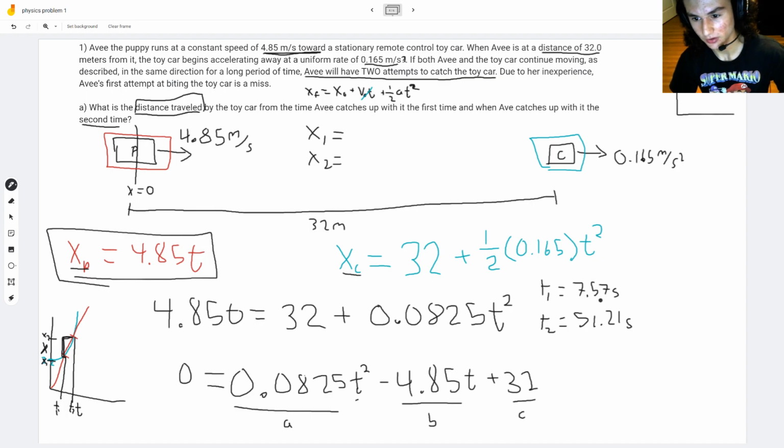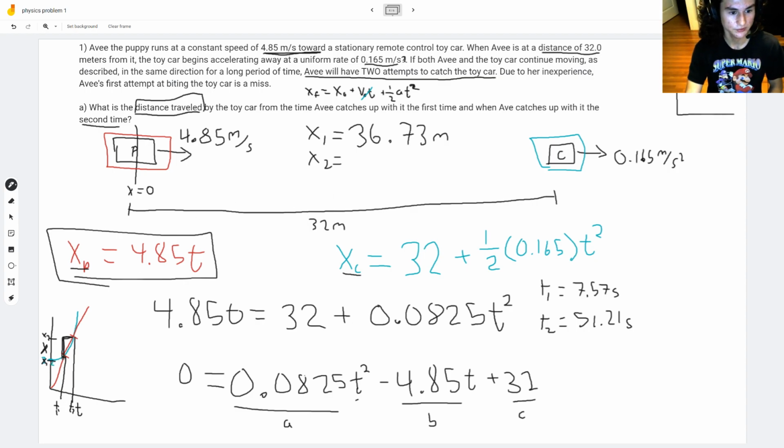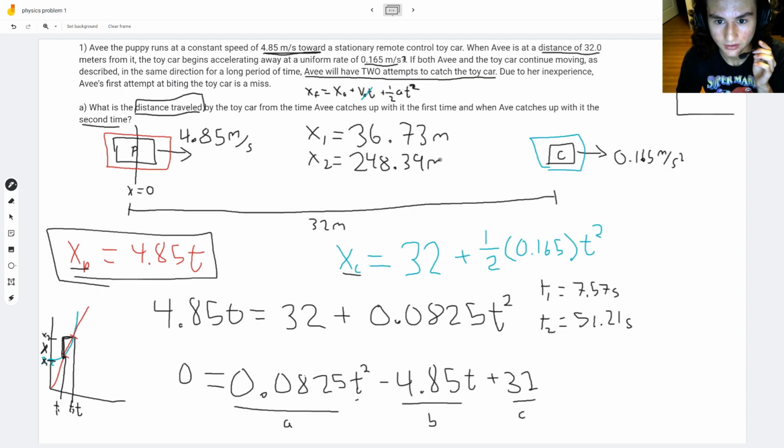So the x1, basically for t, we're going to plug in this number, so 4.85 times 7.57 is equal to 36.731. I'm going to just do 73. And this is in meters because it's the distance. So that'll be the first point where they intersect. And then the second point where they intersect is going to be 51 seconds times 4.85, where t is the 51 seconds. So after we multiply those, we're going to get a value of 248.39 meters.